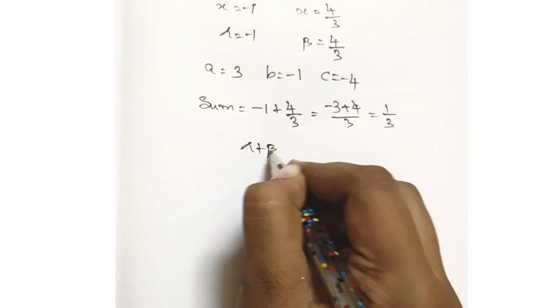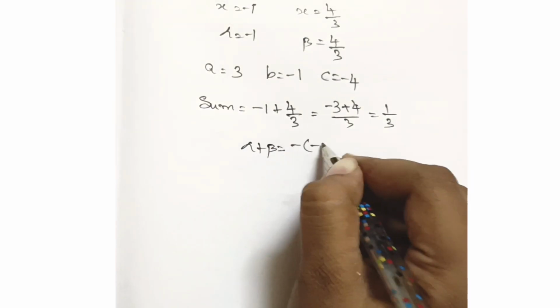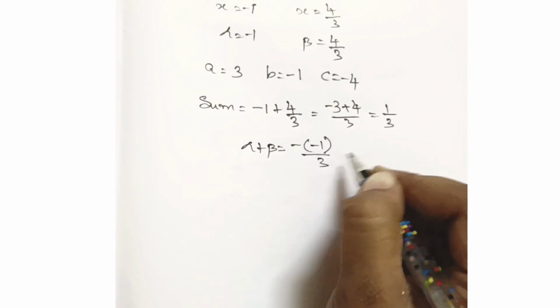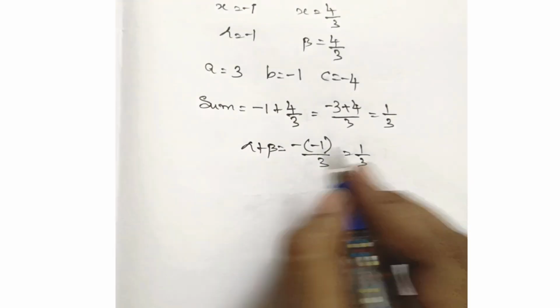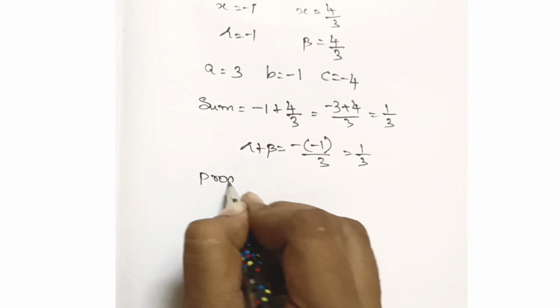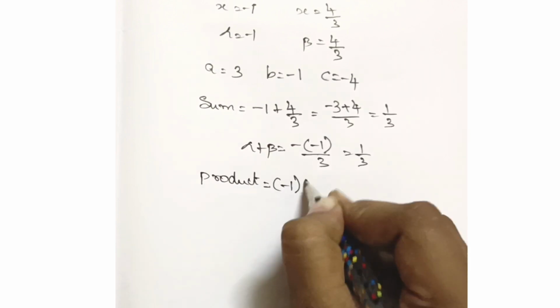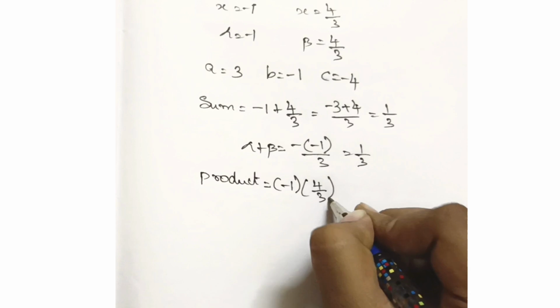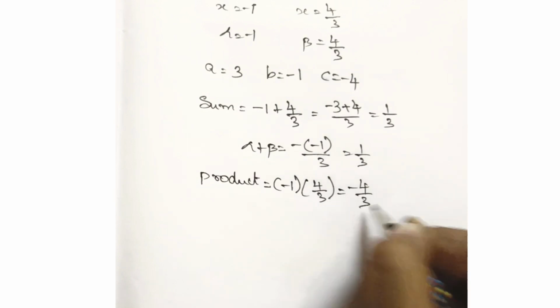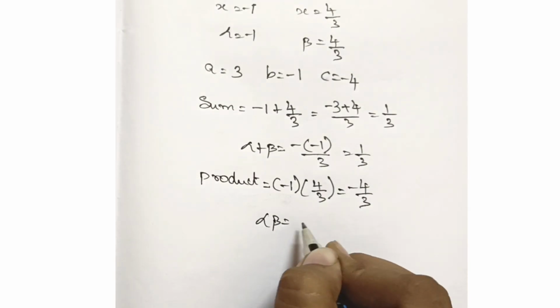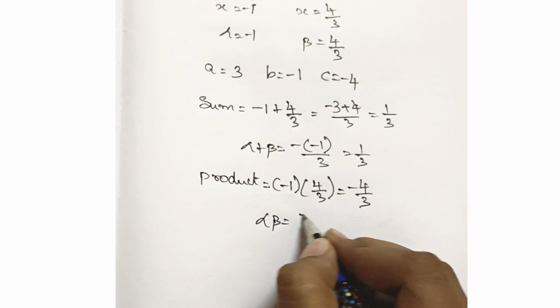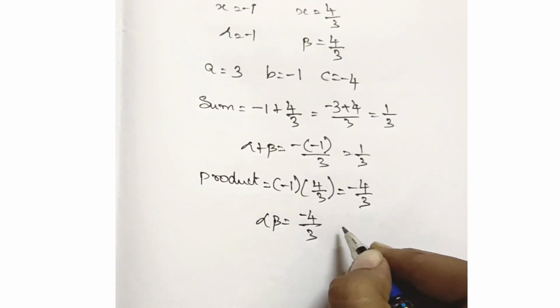Alpha plus beta equal to minus b by a. What is b? Minus 1, so minus b by a is 1 by 3. What's the product of the roots? Product of the roots is minus 1 into 4 by 3. You get minus 4 by 3. Alpha beta equal to c by a. What's the value of c? Minus 4 by 3.